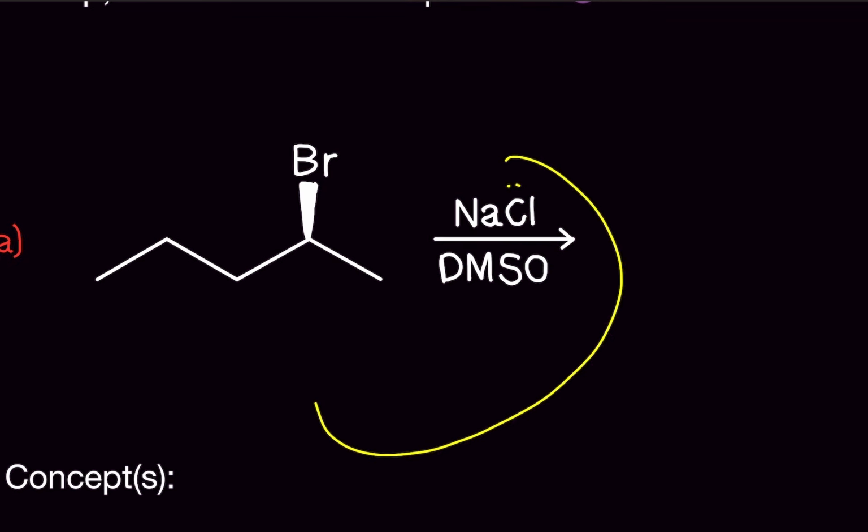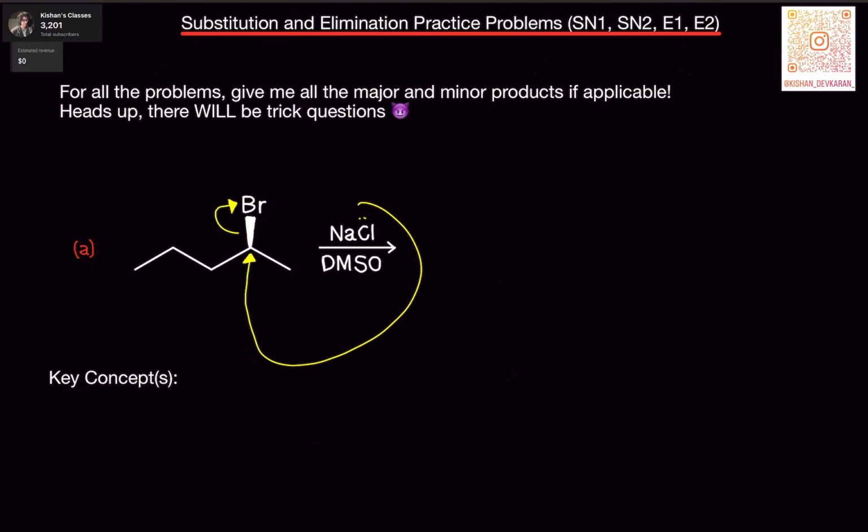Electrons from the chlorine attack the alpha carbon here and kick out the bromine. This is an SN2 mechanism because this is a strong nucleophile. It is not weak. It's not water, it's not ethanol, it's not methanol. If it's not one of those three, then we're doing SN2. Then our answer will be this: the chlorine substitutes for the bromine, and we have an inversion of configuration. The wedge has now turned into a dash.